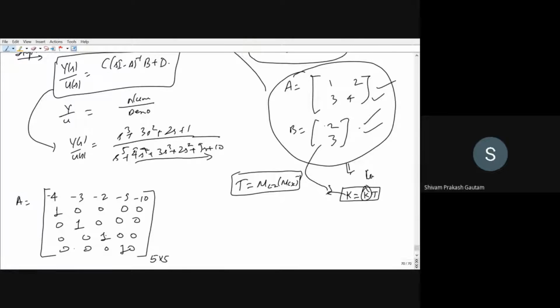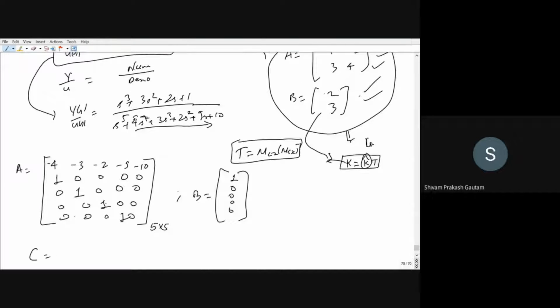So this is our A matrix, and the B matrix is nothing but the first element is 1 and all the other elements are 0. And what is the C matrix? The C matrix is given by the positive coefficients in the forward direction. Here you can see the coefficient of s to the power 4 is 0. So we have to write 0 because it is a 1 cross 5 matrix; the C matrix is 1 cross 5 because we are having 5. So first, the s to the power 4 coefficient is 0, so I will write 0.